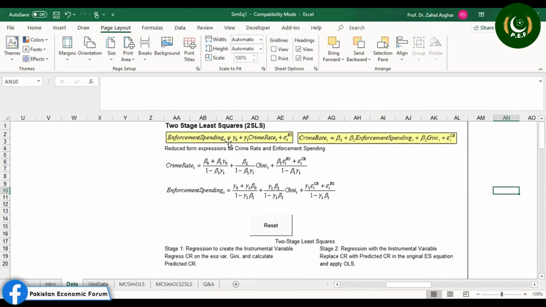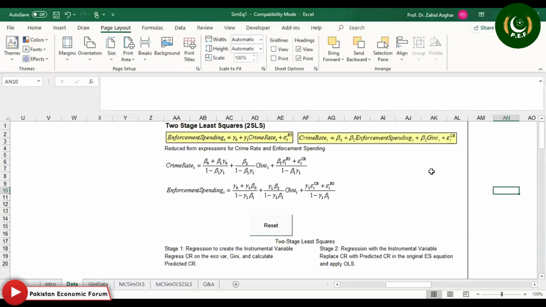Enforcement spending is equal to gamma naught plus gamma 1 crime rate. Increasing crime rate will lead to an increase in enforcement spending. That is, the more the crime rate, the more investment in policing and other equipment. But what's the issue? The issue is that if you invest more in enforcement spending, there will be better enforcement, which means it will lead to a lower crime rate. That will lead to an endogeneity issue. So crime rate in return depends on enforcement spending, and Gini is the coefficient of inequality.